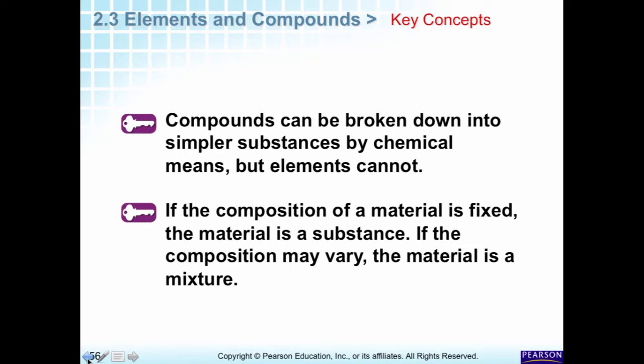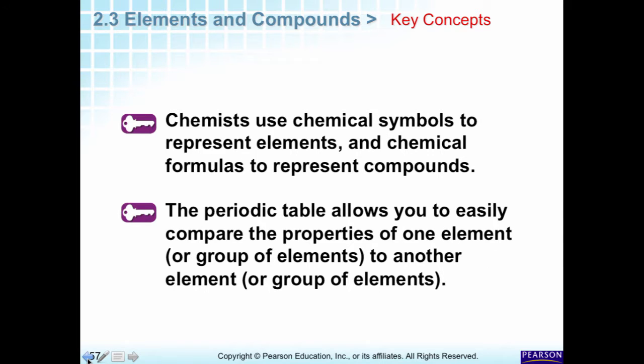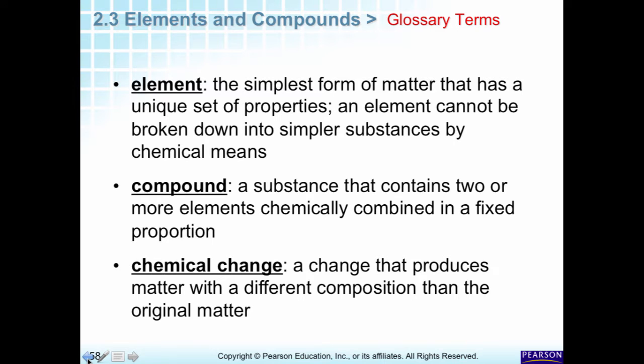Okay, now for review. Compounds can be broken down into simpler substances by chemical means, but elements cannot. Composition of a material is fixed. Material is a substance. If the composition may vary, the material is a mixture. Chemists use chemical symbols to represent elements and chemical formulas to represent compounds. The periodic table allows you to easily compare the properties of one element or group of elements to another element or group of elements. Here are the vocabulary terms you should know.